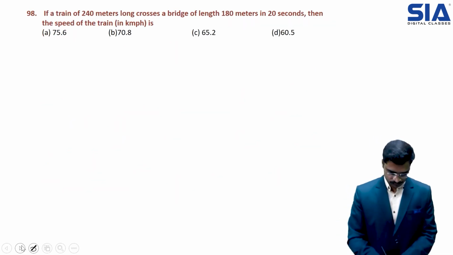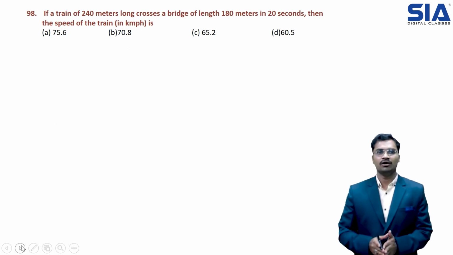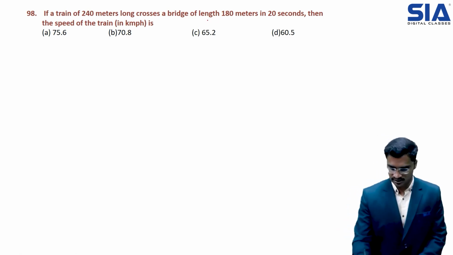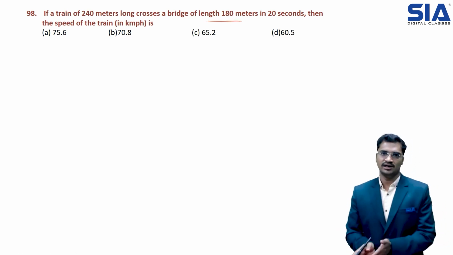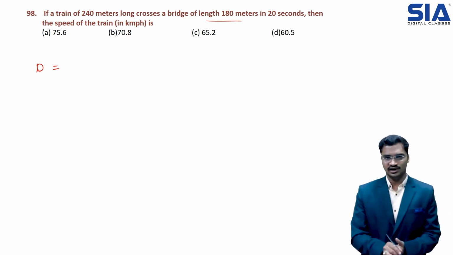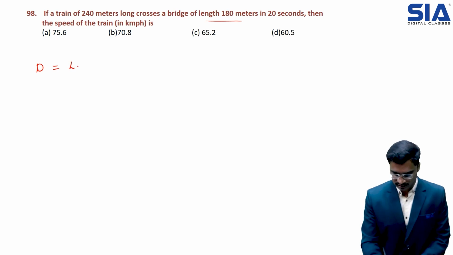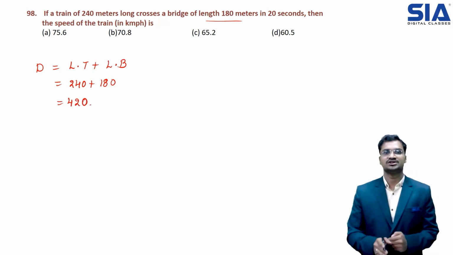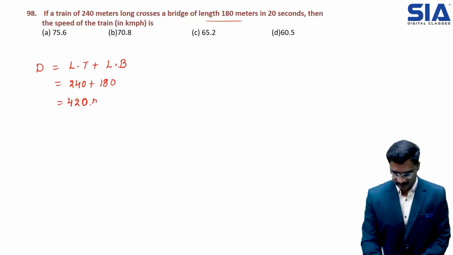Okay. Now coming to the next question. If a train of 240 meters length crosses a bridge of length 180 meters. So here length of train is given and length of bridge is given. So we know that when length of train and length of bridge are given, distance will become what? Length of train plus length of bridge. So length of train is 240 and the length of bridge is 180. So 240 plus 180 is 420. So distance to be covered is 420 meters.